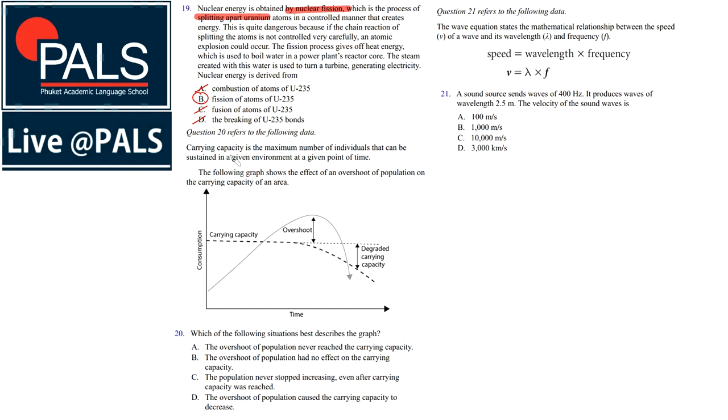Question 20. Carrying capacity is the maximum number of individuals that can be sustained in a given environment at a given point in time. The following graph shows the effect of an overshoot of population on the carrying capacity of an area. So again, what is the carrying capacity? It relates to the maximum number of individuals that our environment or the ecosystem can support, for example, with food or with habitat.